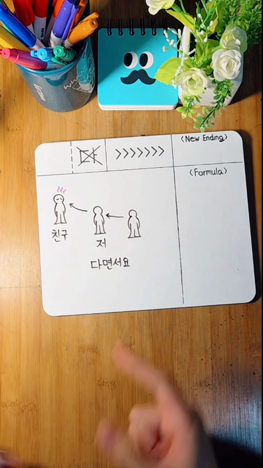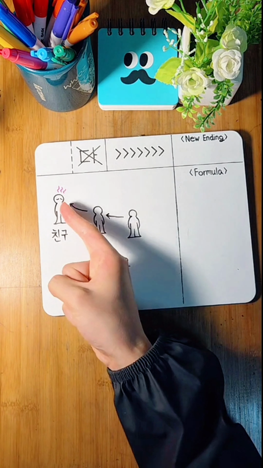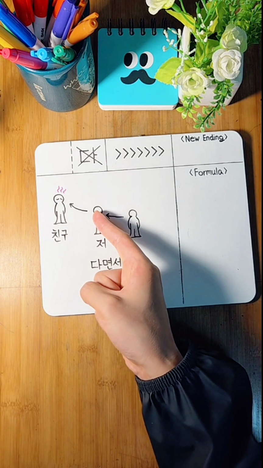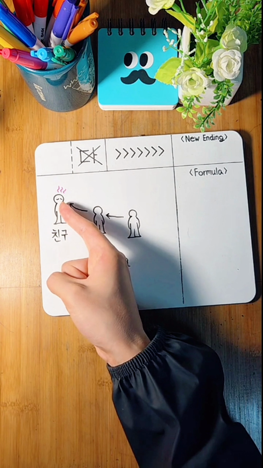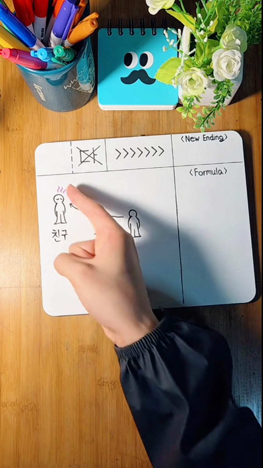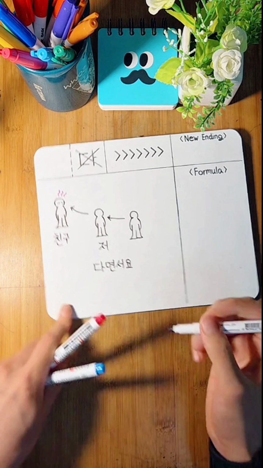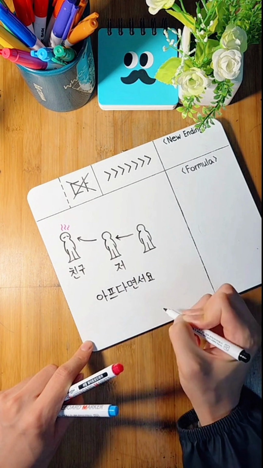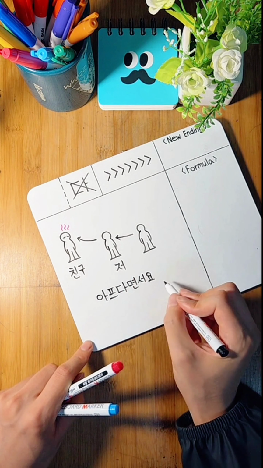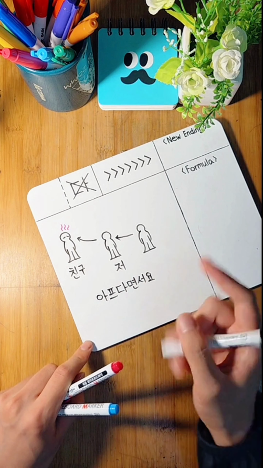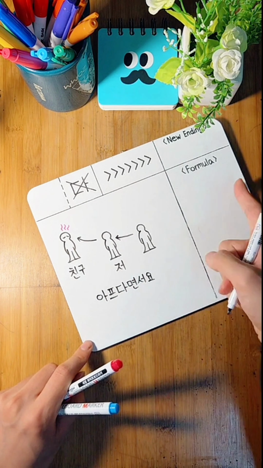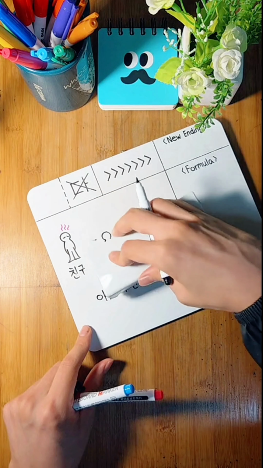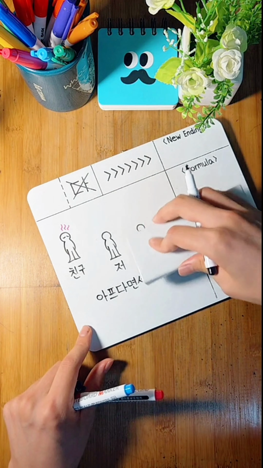Okay, so once again, yes, I'm relaying information that I was told by a third person. However, when I am actually delivering it to the listener, it is information that the listener already knows. So it should be, hey, I heard that you're sick. 아프다면서요. 아프다면서요. So reported speech when it's information that the listener already knows. But let's just change the direction of the arrows.